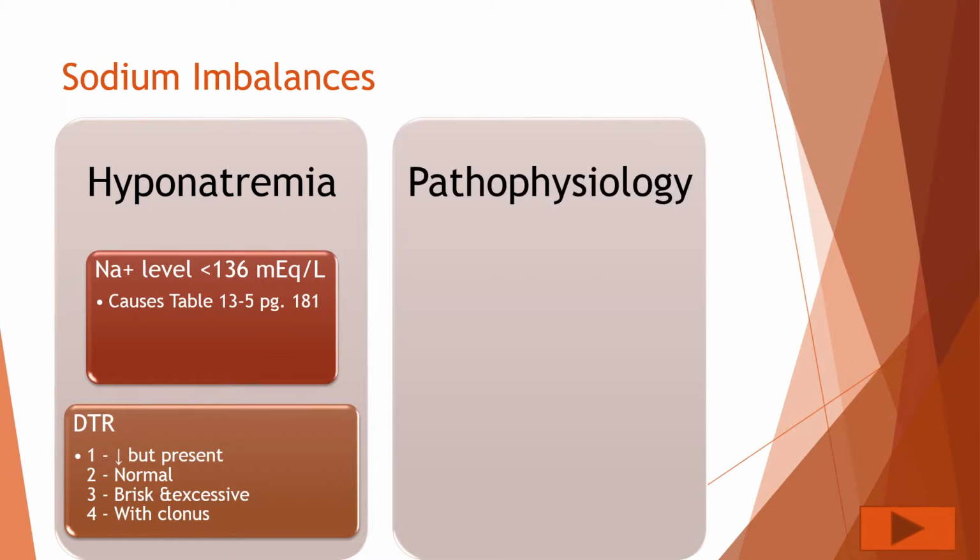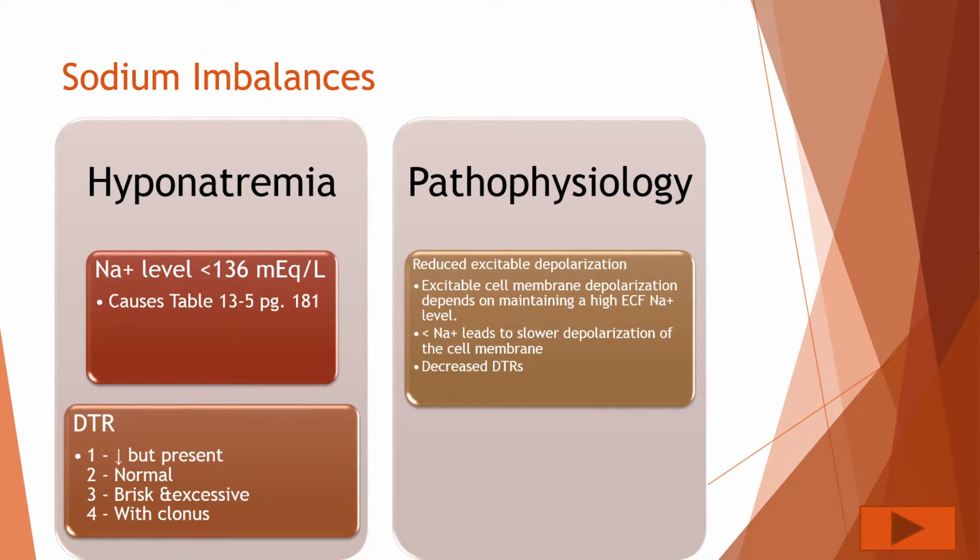The pathophysiology results in reduced excitable membrane depolarization and cellular swelling. The depolarization depends on high extracellular fluid levels of sodium being available to cross cell membranes and move into cells in response to a stimulus. Hyponatremia makes depolarization slower so that excitable membranes are less excitable.